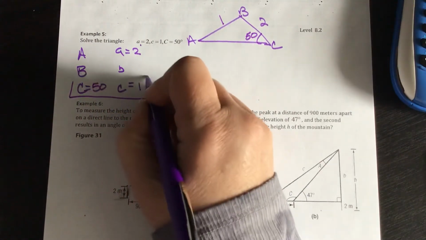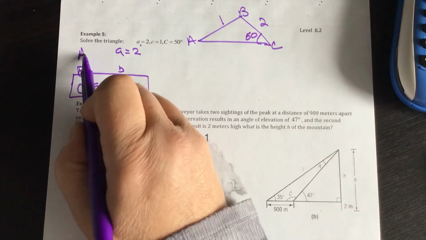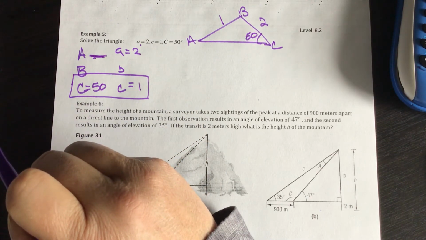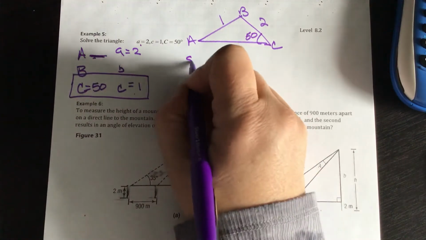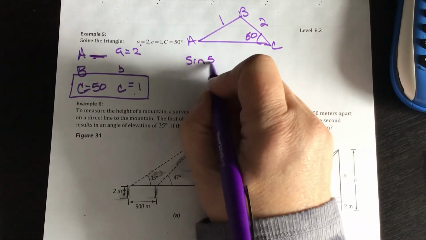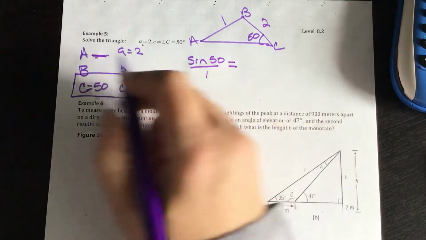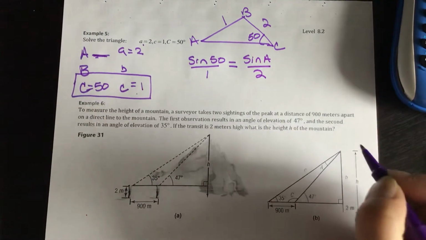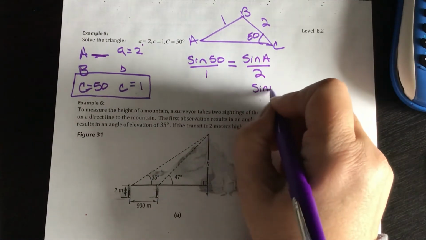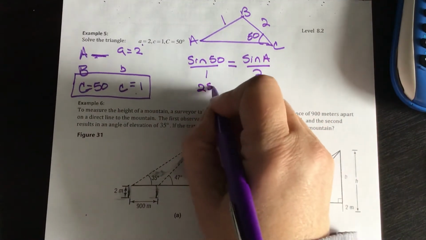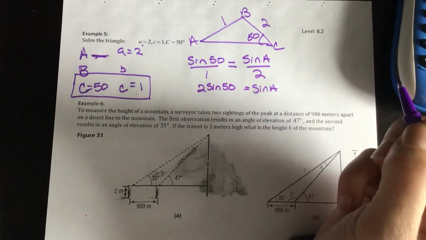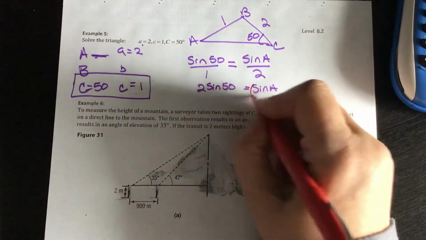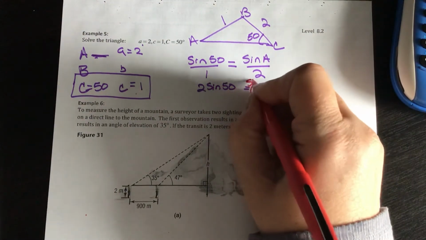So this is one of the ratios I want to do, and let's find the measure of angle A. If I start with sine 50 over 1 equals sine A over 2, then sine A equals 2 sine 50. Now to get the measure of angle A, I need to do inverse sine.